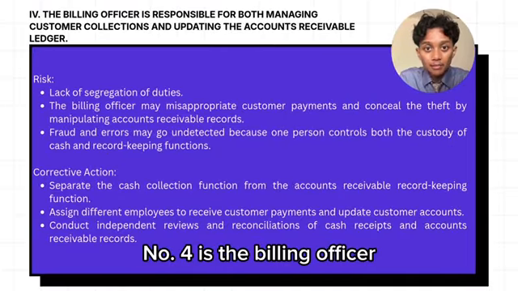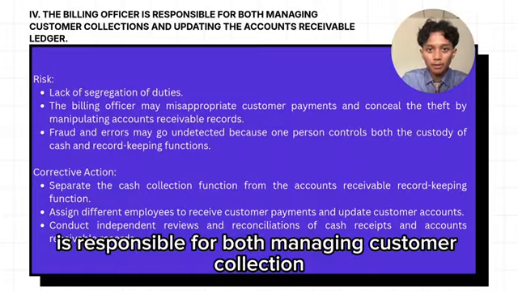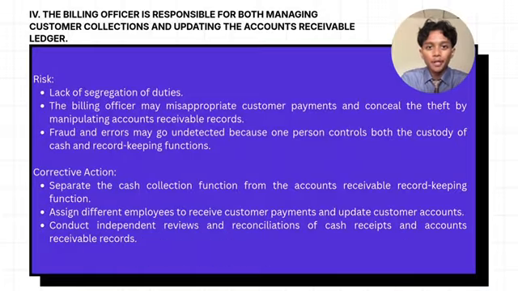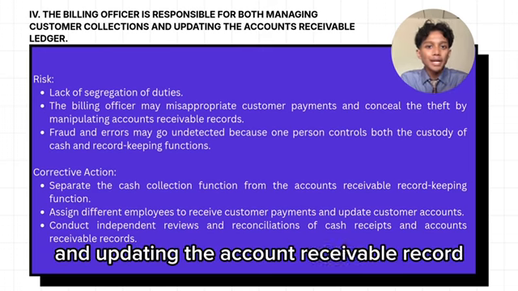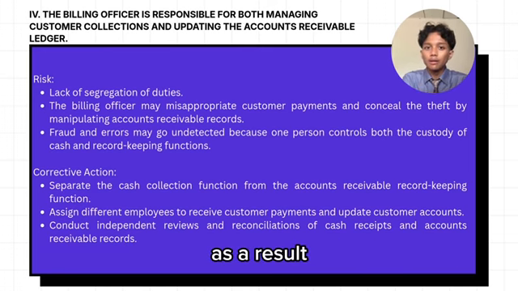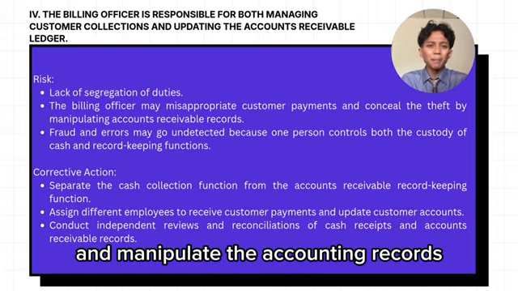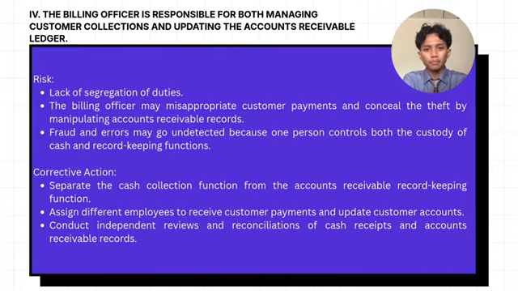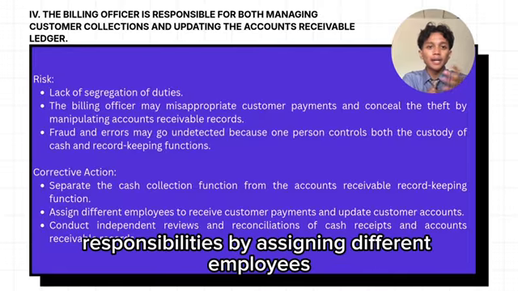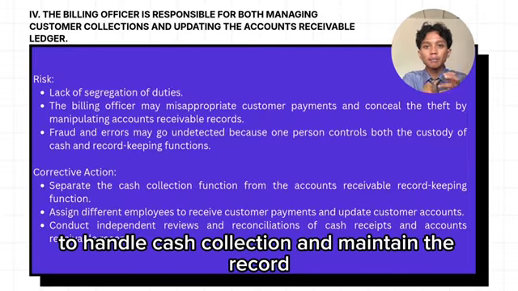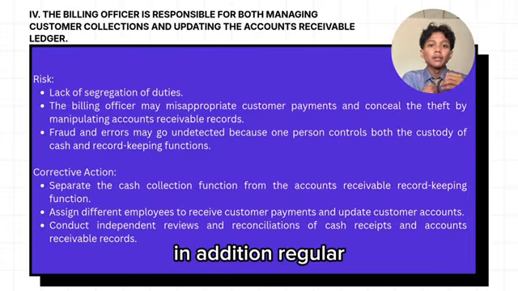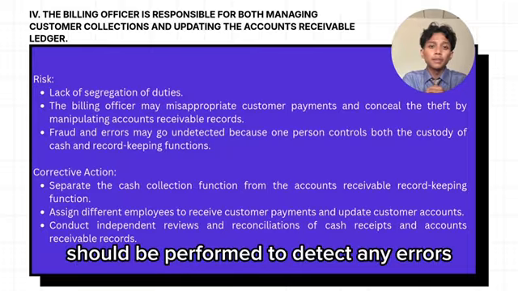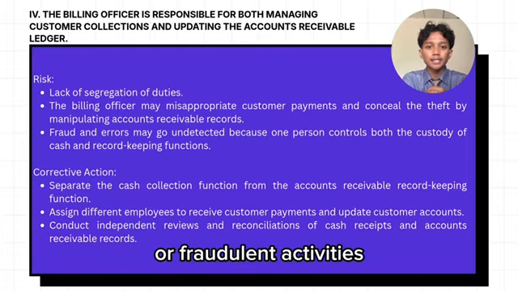Okay, so number 4 is that the billing officer is responsible for both managing customer collection and updating the accounts receivable. The weakness in this process is the lack of segregation of duties. This is because the same billing officer is responsible for collecting customer payment and updating the accounts receivable record. As a result, the officer may misappropriate customer payment and manipulate the accounting records to conceal the fraud. The company should separate these responsibilities by assigning different employees to handle cash collection and maintain the record of the accounts receivable. In addition, regular independent reviews and reconciliation should be performed to detect any errors or fraudulent activities.